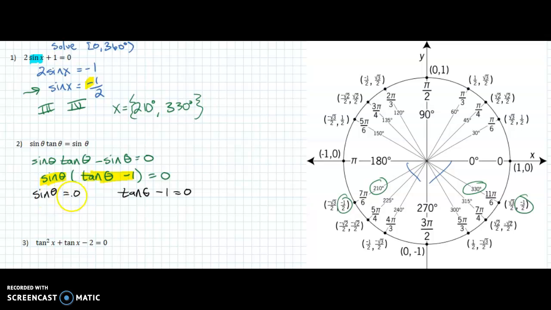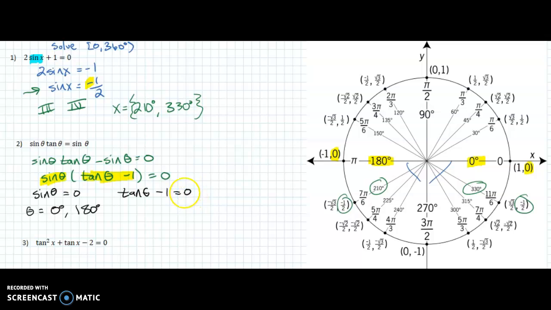So sine theta is equal to 0. Well, when is sine 0 on the unit circle? So this is not really a positive or negative. We just have to look at the circle and say, where is sine 0? That's where y is 0. And that happens at 0 degrees. And then it also happens again at 180 degrees. And so for this part of the equation, theta is 0 and 180.